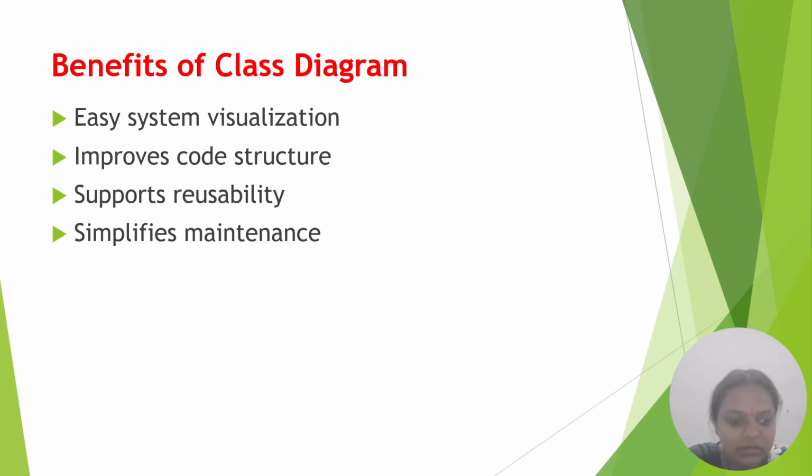The third one is supports reusability. Common classes can be reused in different parts of the system, reducing repetition and saving time. Final one is simplifies maintenance. When the system needs changes or updates, the diagram makes it easier to identify what parts are affected.